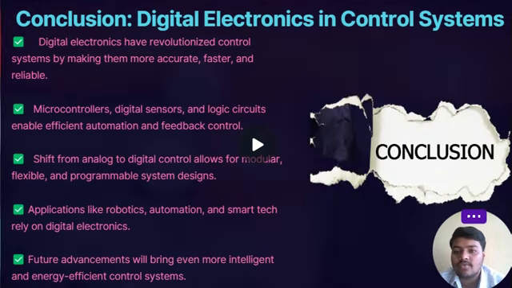Next slide is the conclusion of our PPT. Now we discuss the conclusion. This slide is the conclusion of my PPT, digital electronics in control systems. Digital electronics have made control systems faster, more accurate and reliable. Microcontrollers and digital sensors enable efficient automation and feedback. The shift from analog to digital devices, and devices like robotics and smart devices rely on control systems. Future systems will be even smarter and more energy efficient.